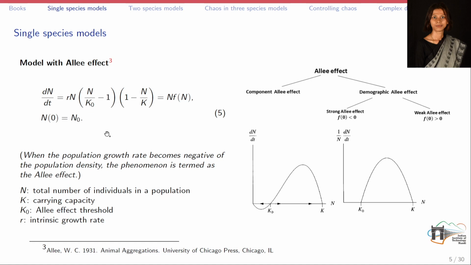What is Allee effect? We'll have to first understand what it is. Allee effect is a phenomenon in biology characterized by a correlation between population density and the per capita growth rate of the population or species.